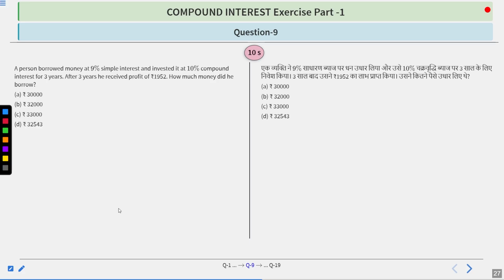Next is, a person borrowed money at 9% simple interest and invested it at 10% compound interest for 3 years. After 3 years, he received a profit of rupees 1952. How much money did he borrow? And the options are option A, rupees 30,000, option B, rupees 32,000, option C, rupees 33,000, and option D, rupees 32,543. These are the options.